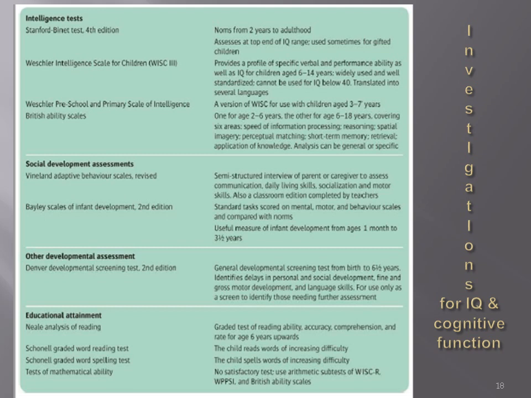Similarly, the Wechsler Intelligence Scale, WISC-3, is used worldwide for the diagnosis of intellectual disability. And the Wechsler Preschool and Primary Scale of Intelligence and British Ability Scales are used in preschool children. So these are the intelligence tests. Other psychological tests are social developmental assessment tests, for example, Vineland and Bailey scales, and other developmental assessments, the Denver Developmental Screening Test. And then there are educational attainment tests: Neale Analysis of Reading, Schonell graded word reading test, Schonell graded word spelling test, and tests of mathematical ability.